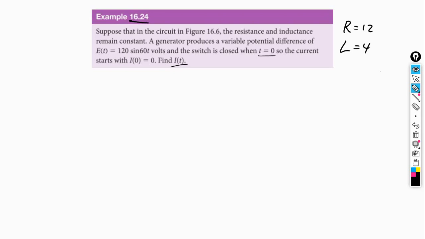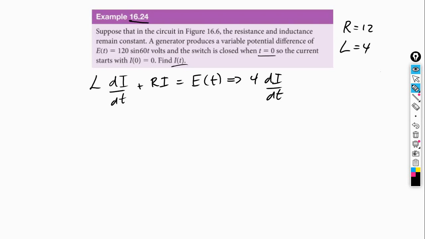So let's recall that L times the rate of change of the current, where L is the inductance, plus the resistance times the current is equal to the potential difference. So substituting the information in the formula, we get 4 times the rate of change of the current plus 12 times the current, and this is now equal to 120 sine of 60t.